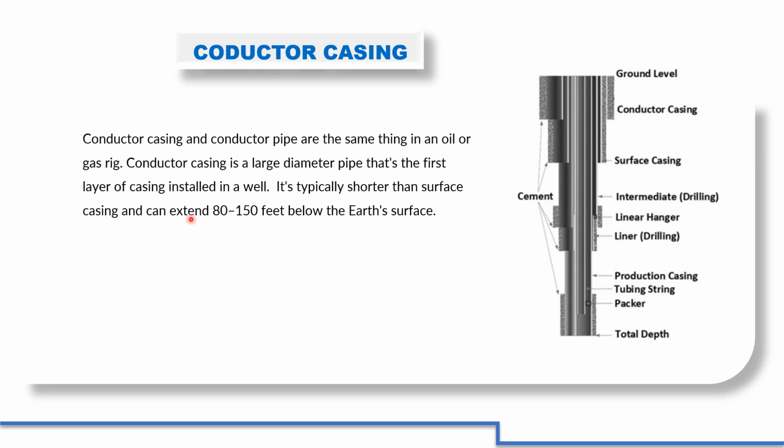So the first casing is conductor casing, then surface casing, then intermediate casing, then production casing. So the conductor casing is the first casing of a well, and it also supports the wall of the well to prevent it from caving in. And second, it prevents the water from contamination.